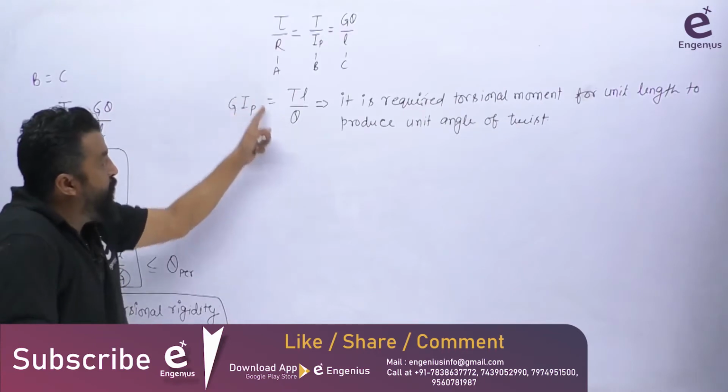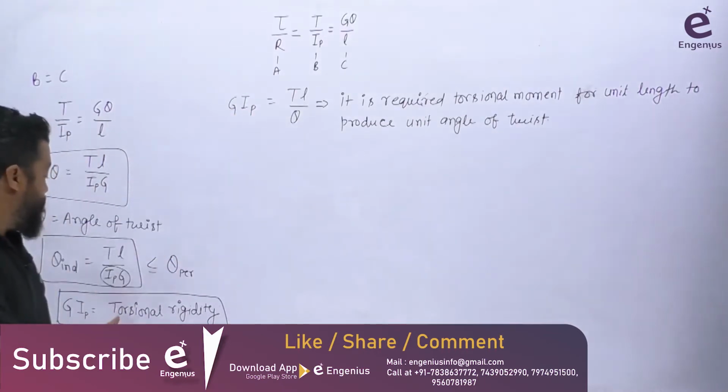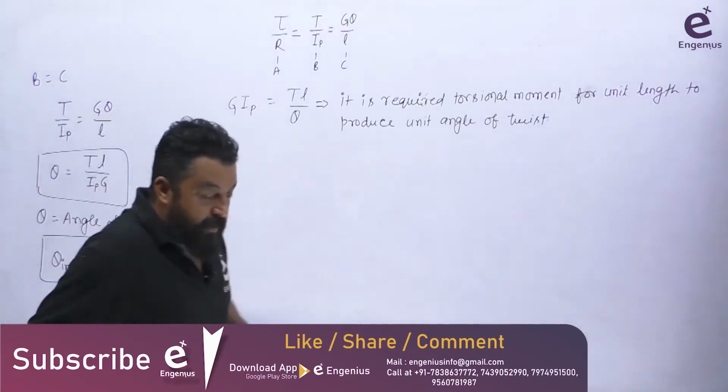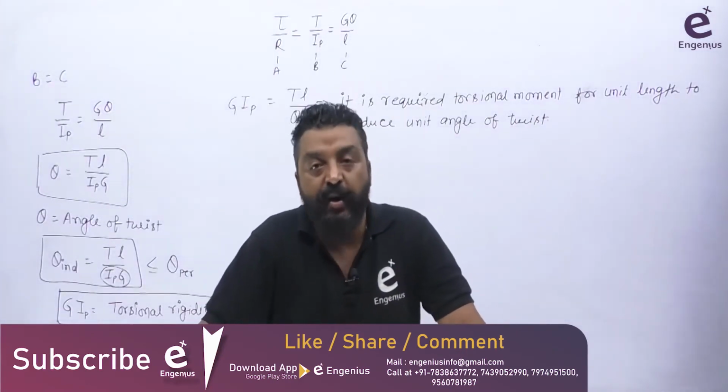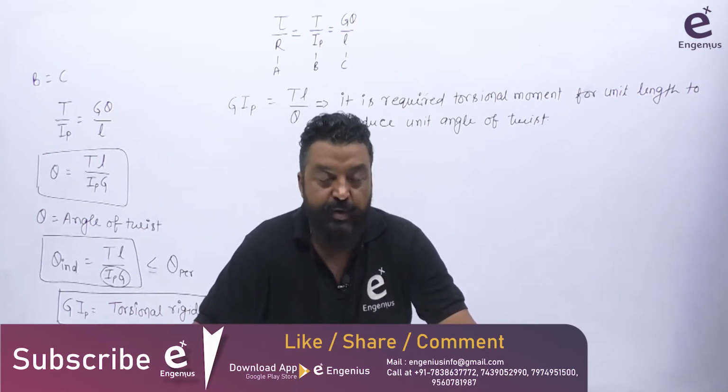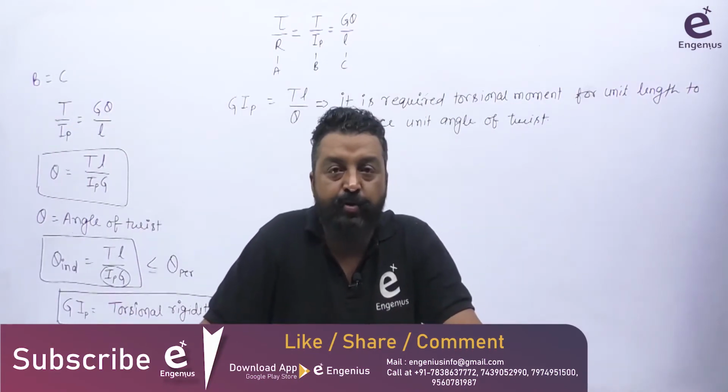So this is how we are defining the GIP, or torsional rigidity criteria. This criteria is very important when you are designing the shaft. Let's suppose you want to increase the torsional rigidity of the shaft, but you don't want to change the material.